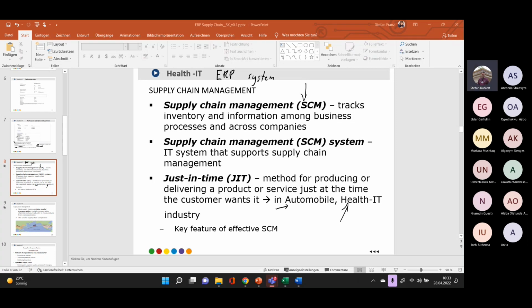However, such a service needs to be planned accordingly, and for such a just-in-time delivery, you have certain key features as part of the supply chain management and as part of an ERP system.